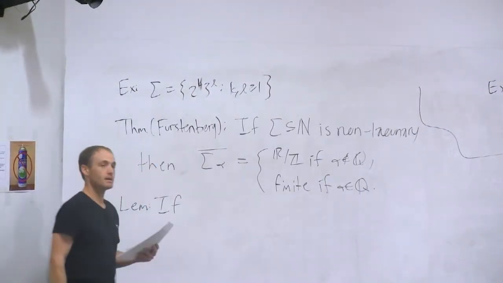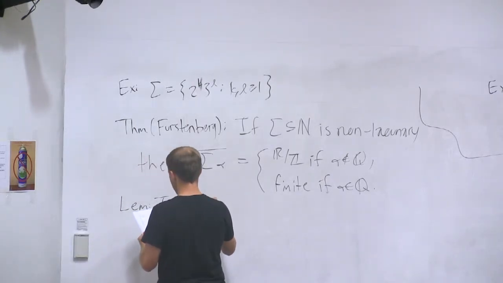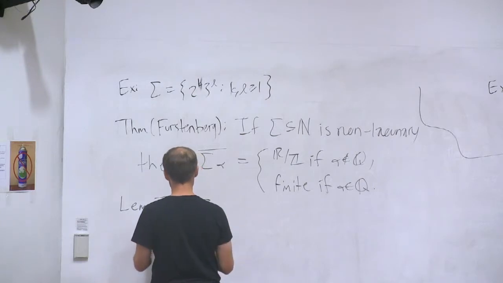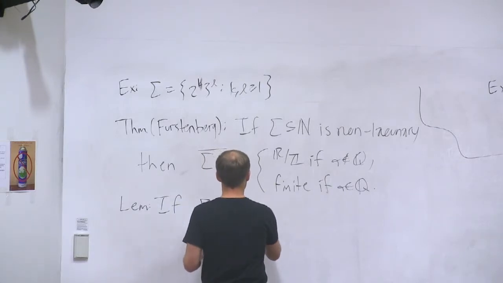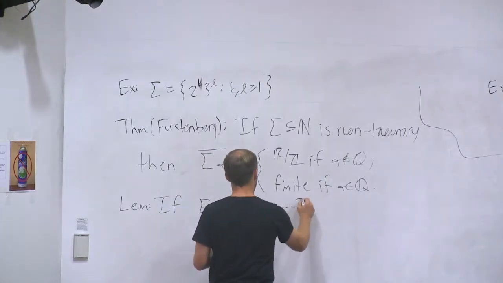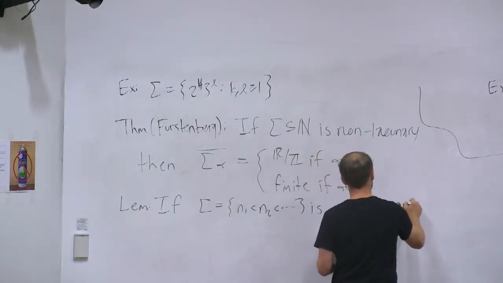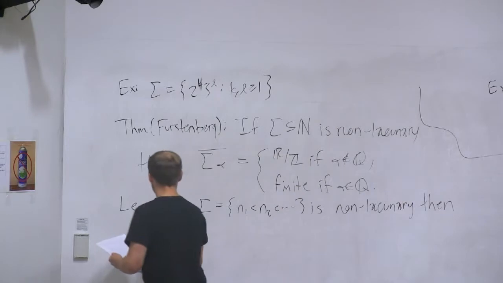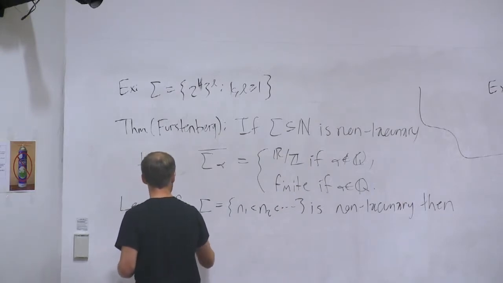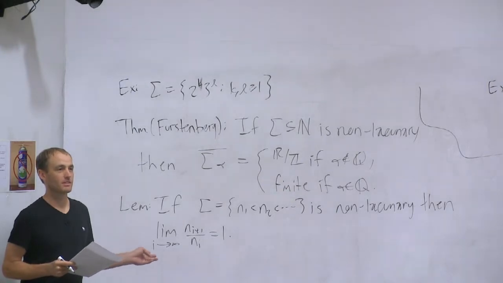So first of all, I need a lemma. This is kind of an important lemma. In the lemma, I'm going to suppose that I have a non-lacunary subsemigroup of the natural numbers. I'm going to write it in order. It's non-lacunary. Then, you guys can tell me if you've seen this problem before. Then if I take the limit of n_{i+1} over n_i, as i tends to infinity, I get 1. Okay? Who's seen this before?